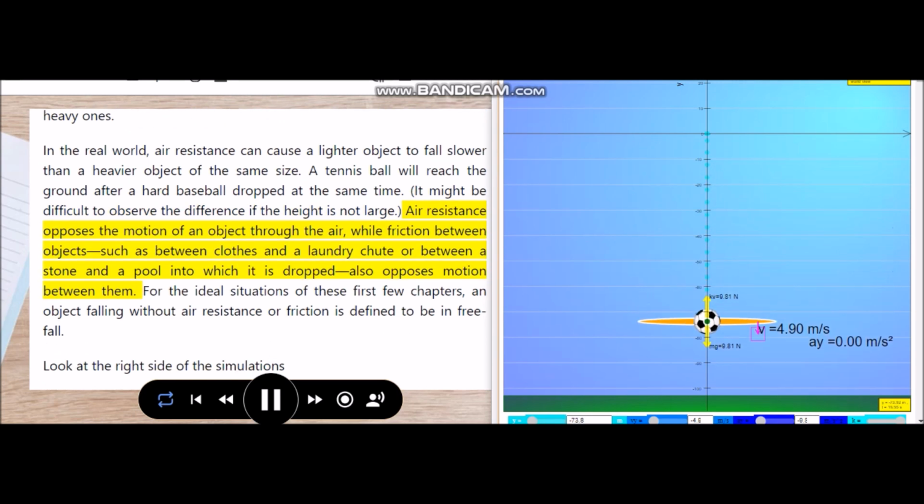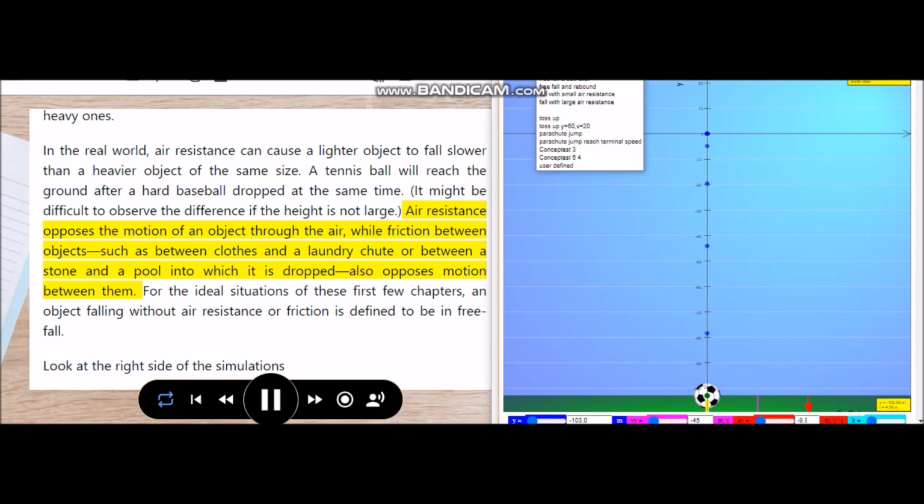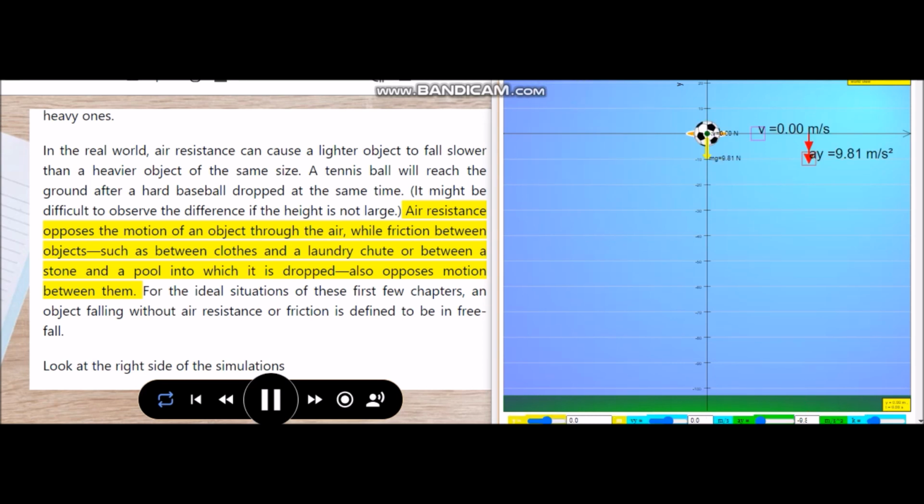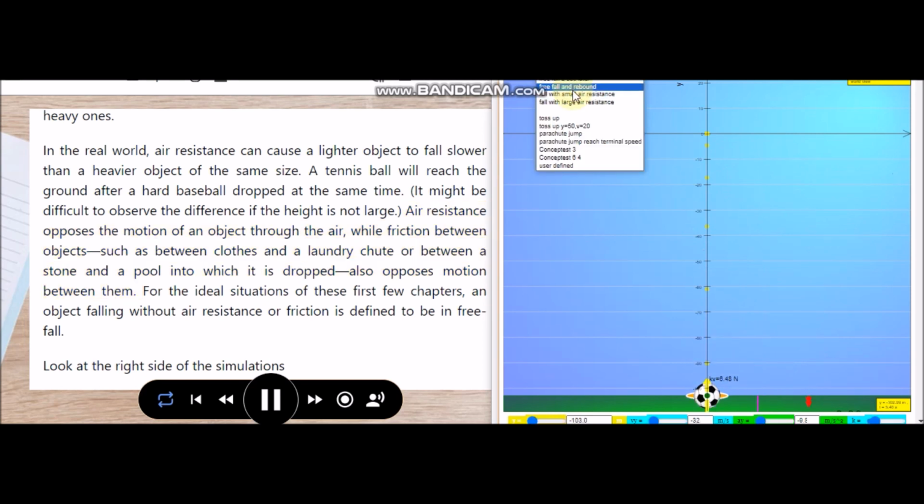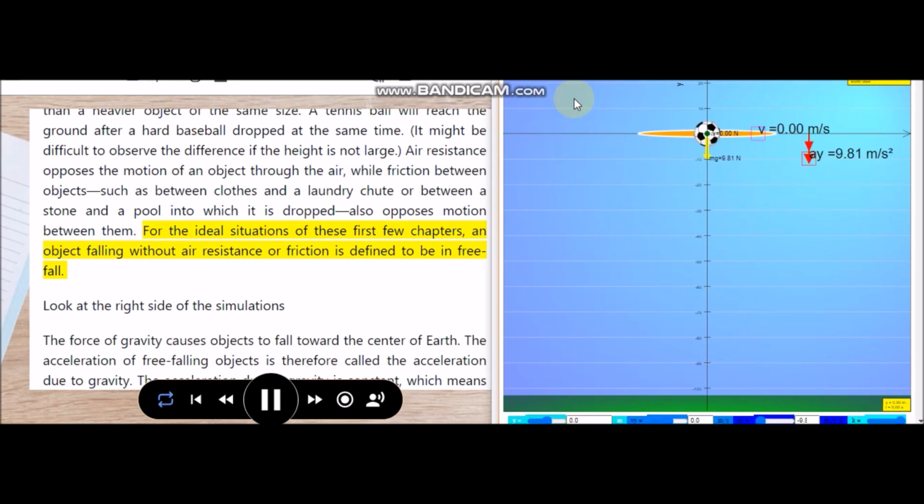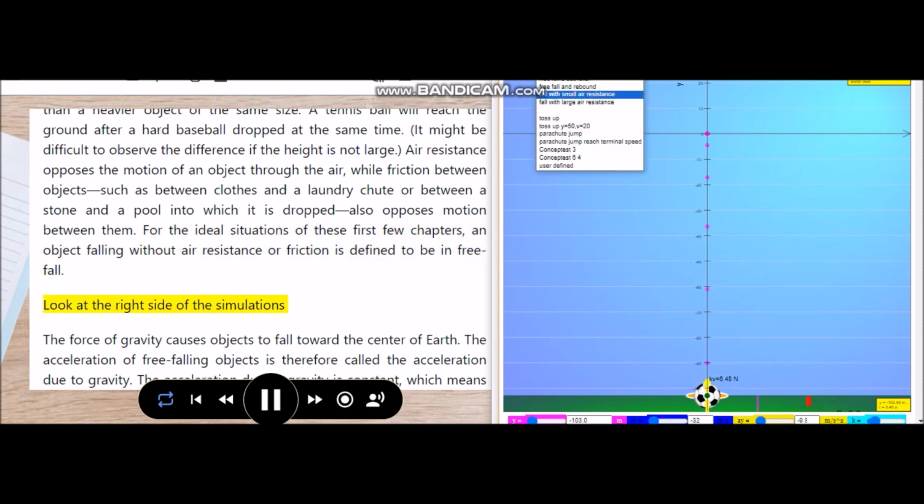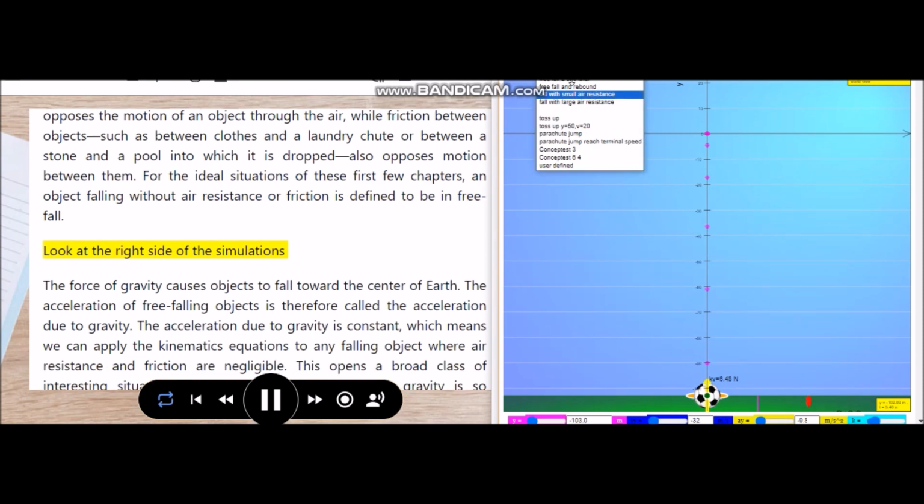Air resistance opposes the motion of an object through the air, while friction between objects, such as between clothes and a laundry chute or between a stone and a pool into which it is dropped, also opposes motion between them. For the ideal situations of these first few chapters, an object falling without air resistance or friction is defined to be in free fall. Look at the right side of the simulations.